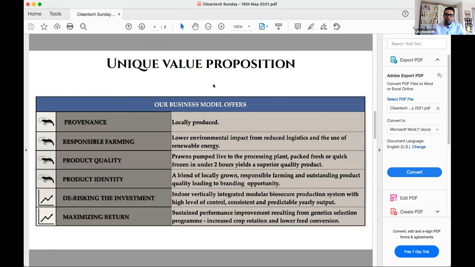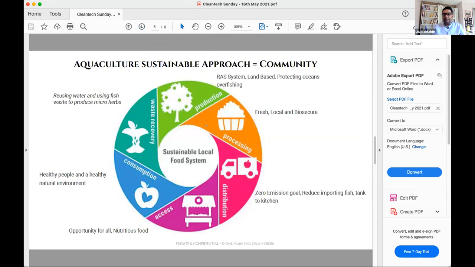The unique value proposition for both of the farms is quite interesting, because that will meet all of the sustainable development goals set by the United Nations. And this is the campaign the United Government started, of sustainable local food systems. So our production, being recirculating aquaculture, will save so much water. It's land-based and protects the ocean from overfishing.